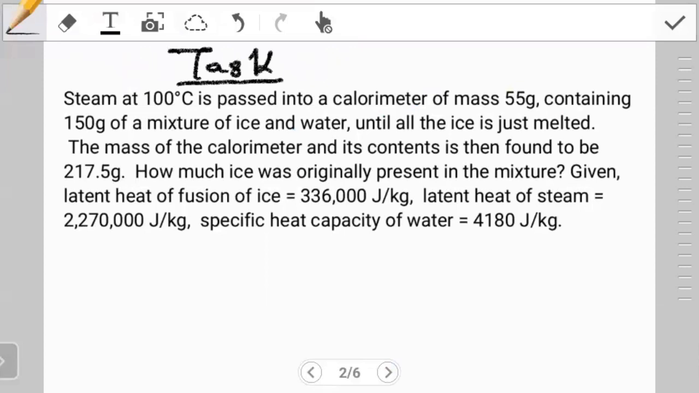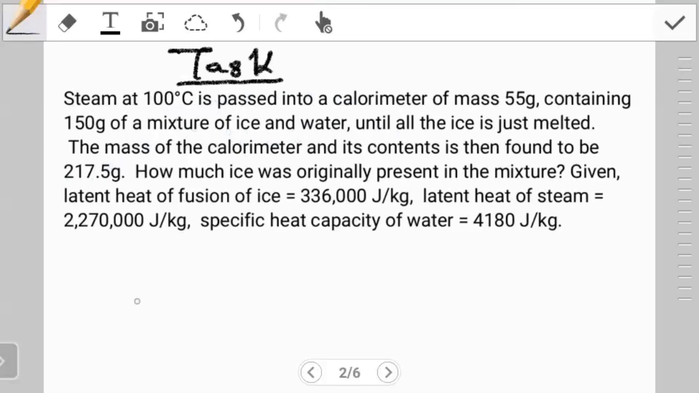Steam at 100 degrees Celsius is passed into a calorimeter of mass 55 grams, containing 150 grams of a mixture of ice and water until all the ice is just melted. The mass of the calorimeter and its contents is then found to be 217.5 grams. How much ice was originally present in the mixture, given all those constants? So we want to find the amount of ice that was originally present in the mixture, given that when steam was passed through this calorimeter, all the ice melted, and just after all the ice melted, the mass was found to be this.